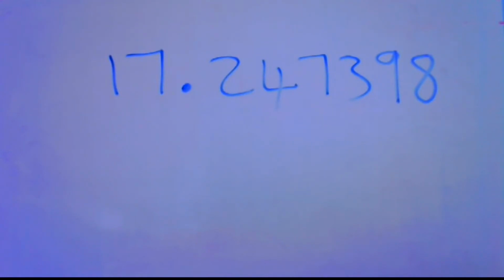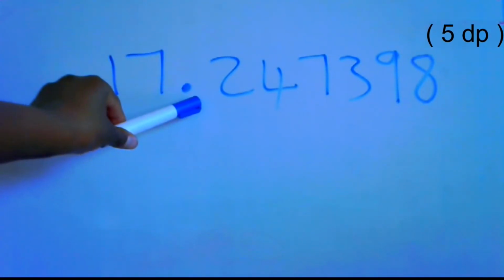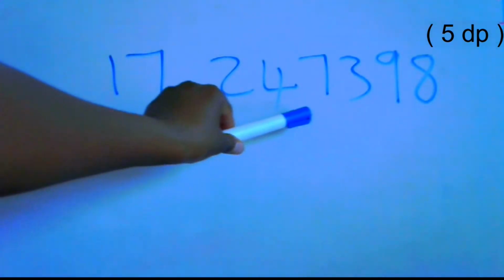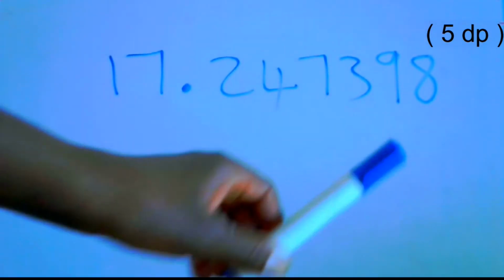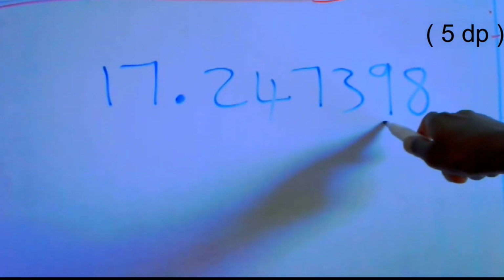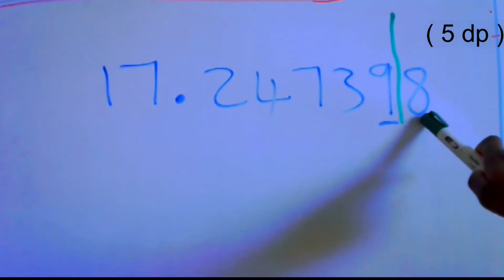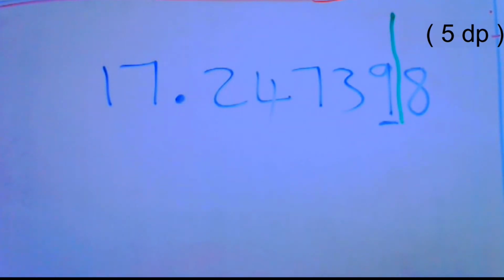Okay, let's round off this one now to 5 decimal places. Let's count the digits after the comma. 1, 2, 3, 4, 5. Okay, so we are looking at this one, and our block, we put it there, our cutoff point. So we look at this 8, and 8 will change our 9. Definitely it changes our 9 to a 10.